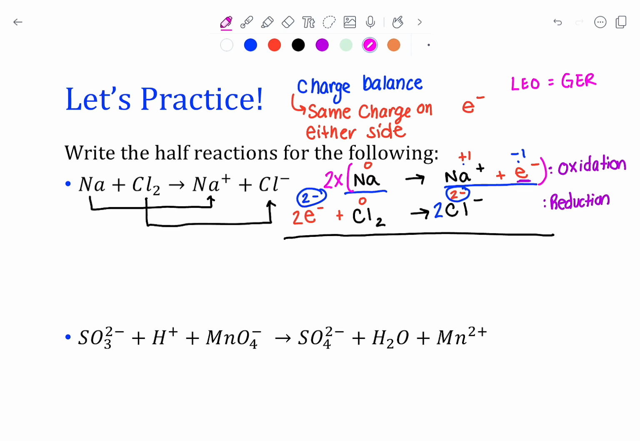So, if we were to add these 2 up, well, that would mean that 2 electrons and 2 electrons would cancel out, just like we saw in Hess's law when we started multiplying and adding things up, things cancel. We would then end up with 2 Na plus Cl2 combines to form 2 Na+ plus 2 Cl-. And now we have a fully balanced chemical equation that is balanced not only in the number of moles or molecules on either side of the arrow, but also balanced in the charges.